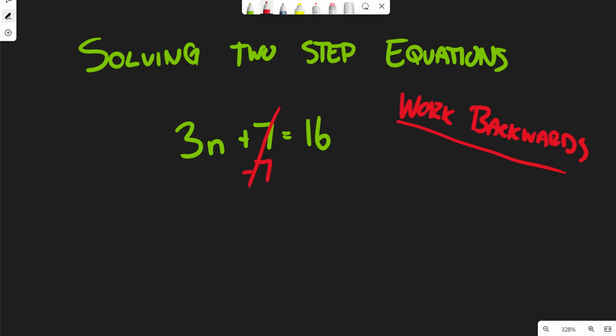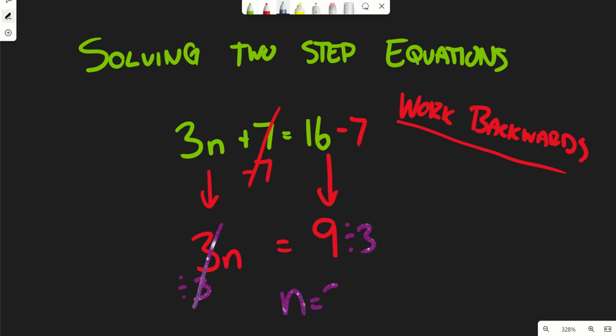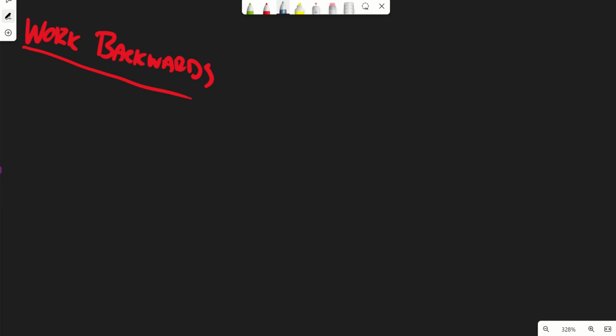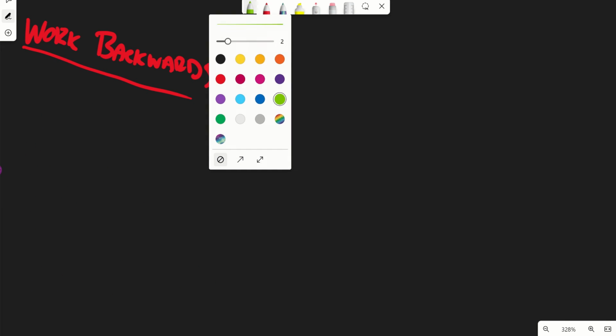But I do the same thing. I minus 7 from this side, and I'm going to come over here and minus 7 over here. This is going to leave me with 3n on one side equals 16 minus 7, which is 9. Now that I have the term with the variable in it all by itself, I'm going to do my divide by 3, and I'm going to get n equals 3. Okay, so when I'm solving my two-step equations, I want to be working backwards. We'll leave our work backwards in here so we can remember to do that.